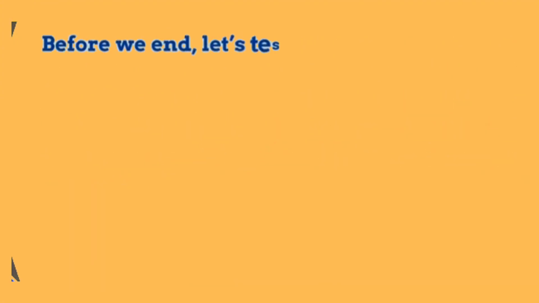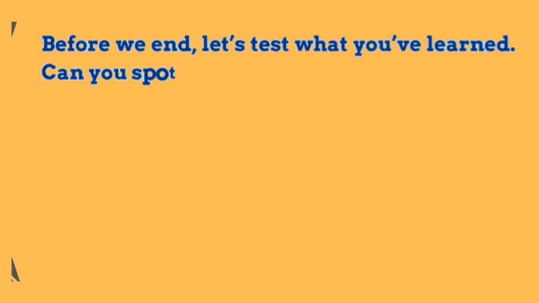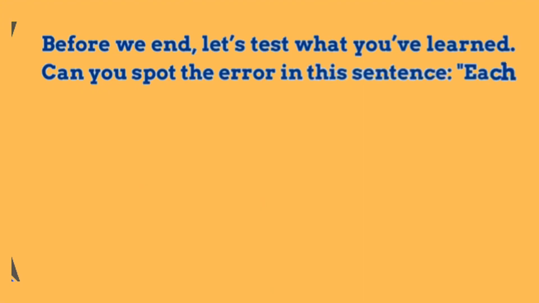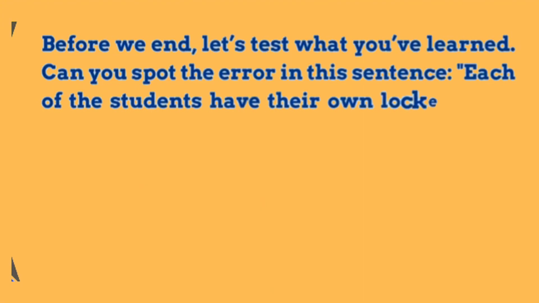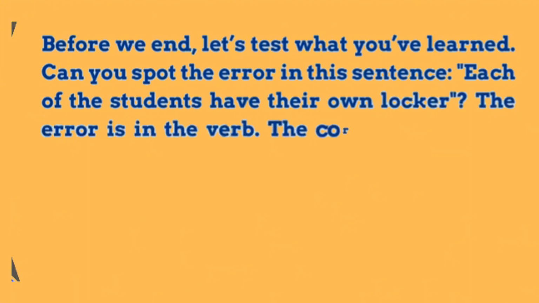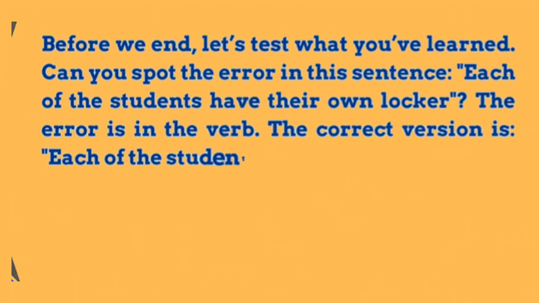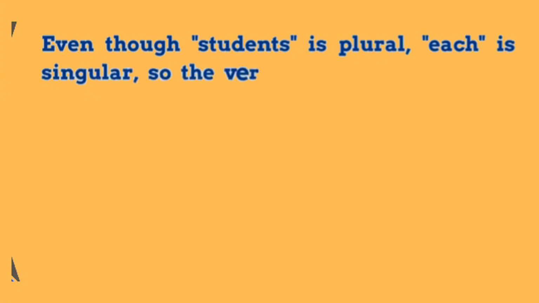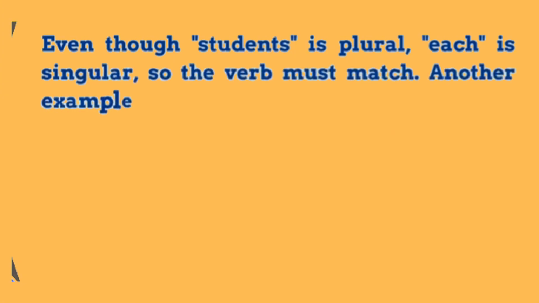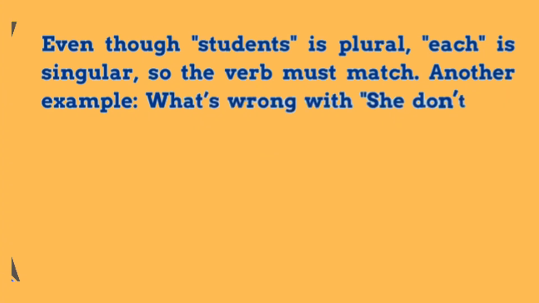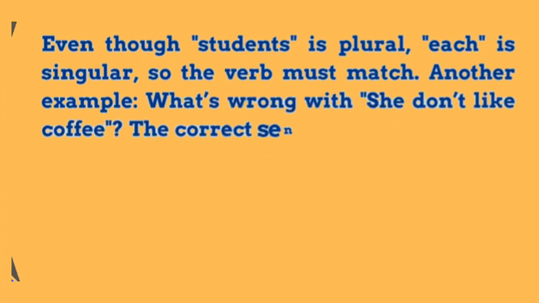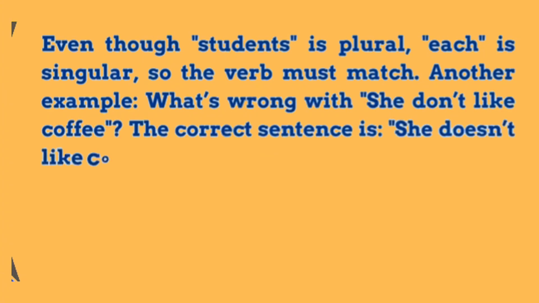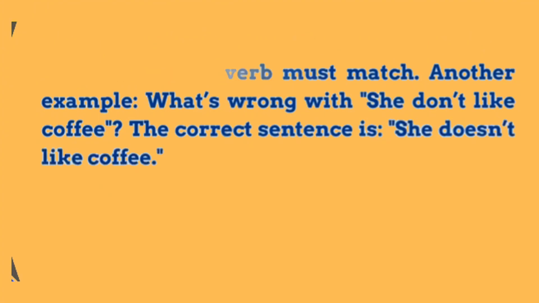Before we end, let's test what you've learned. Can you spot the error in this sentence? "Each of the students have their own locker." The error is in the verb. The correct version is, "Each of the students has their own locker." Even though students is plural, each is singular, so the verb must match. Another example, what's wrong with "she don't like coffee"? The correct sentence is, "she doesn't like coffee."